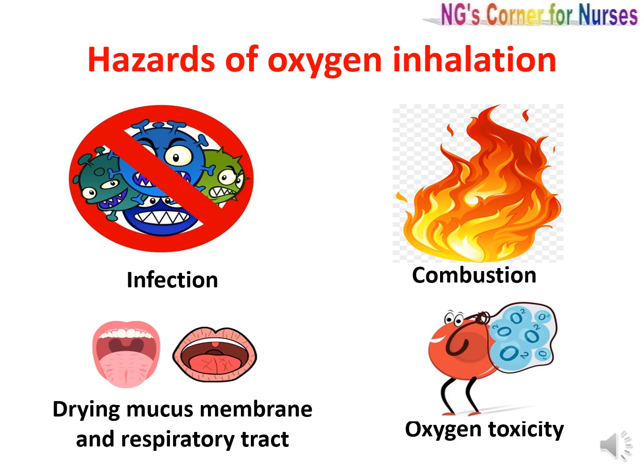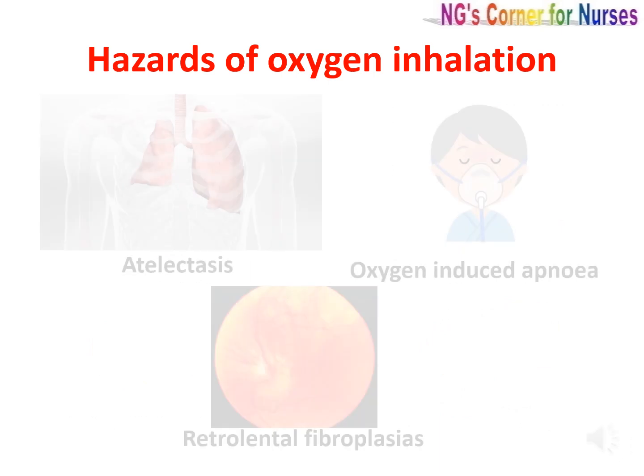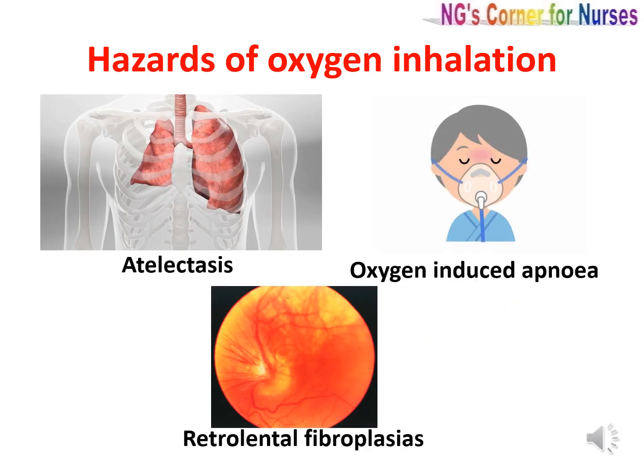Then it is followed by dryness and irritation of the mucous membrane, substernal pain, nausea, vomiting, and formation of a membrane similar to hyaline membrane on the alveolar wall, which causes dyspnea. Next is atelectasis. Increased oxygen concentration in the inspired air leads to depletion of nitrogen. As nitrogen helps to keep the alveoli expanded, deflation of the air sacs can occur, and this condition is known as atelectasis.